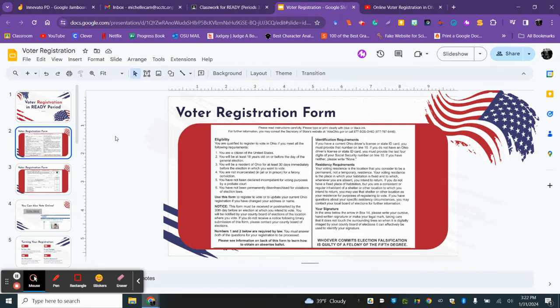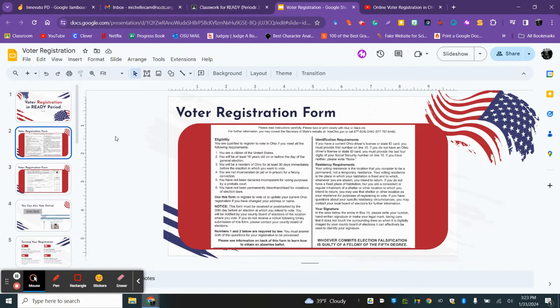If you don't have one, please raise your hand and ask your instructor if they have one that you can borrow. For further information, you may consult the Secretary of State's website at voteohio.gov or call 877 SOS Ohio.